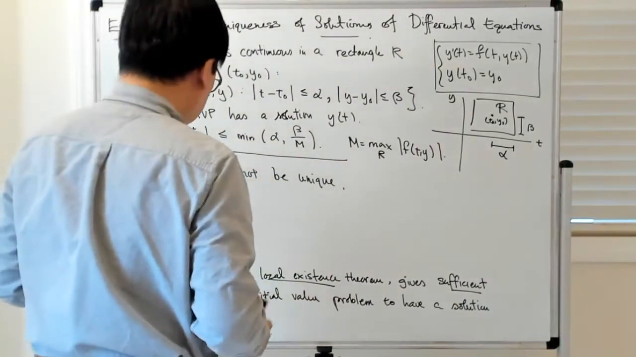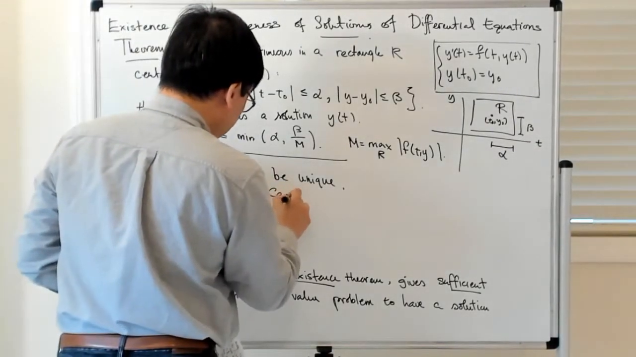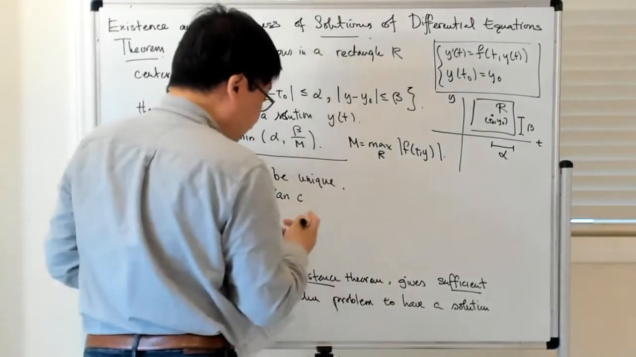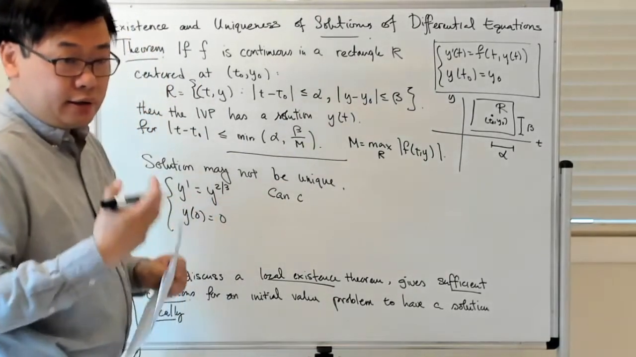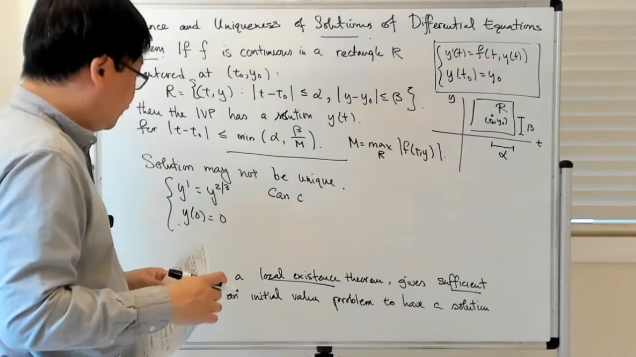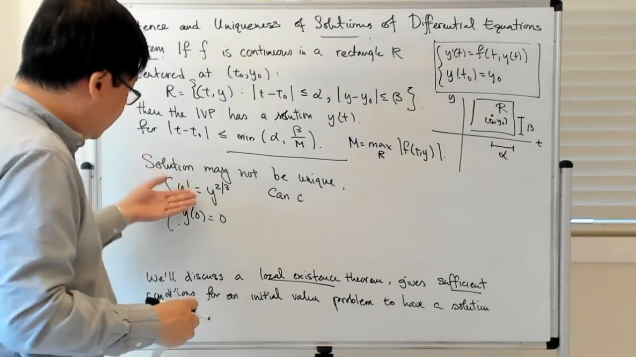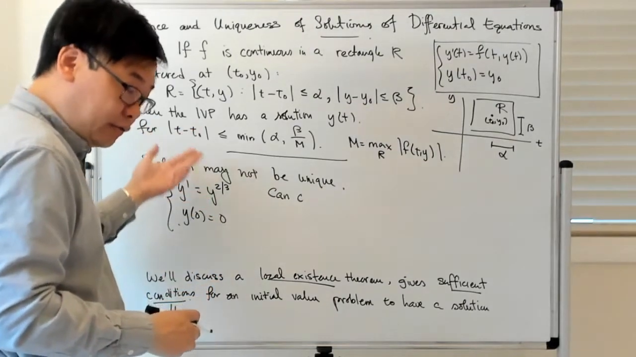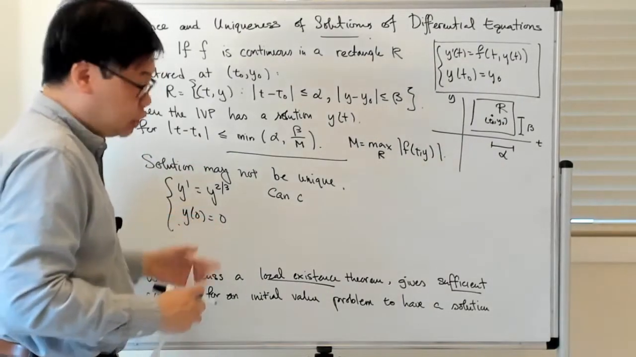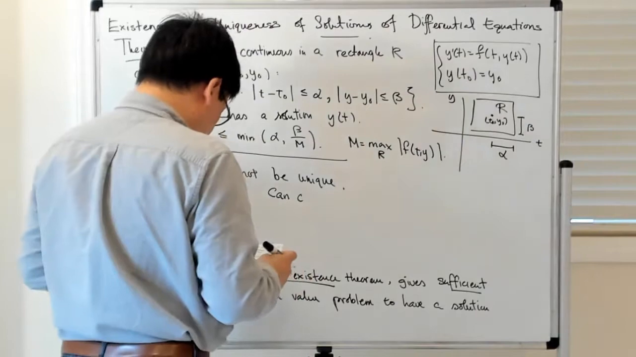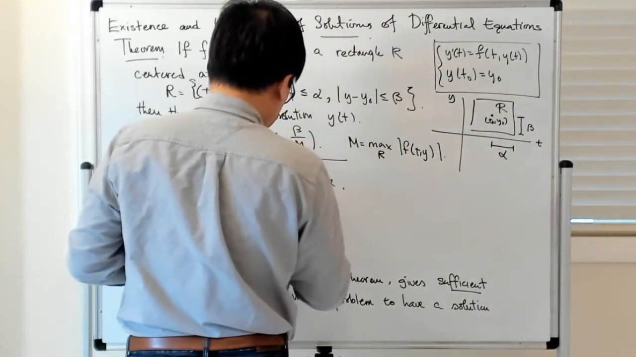You can check that there are two solutions. I'm going to give you two candidate solutions, and all you have to do to verify that they're indeed solutions of the differential equation is to substitute them into the differential equation and verify that they satisfy it. You also need to check that they satisfy the initial condition.